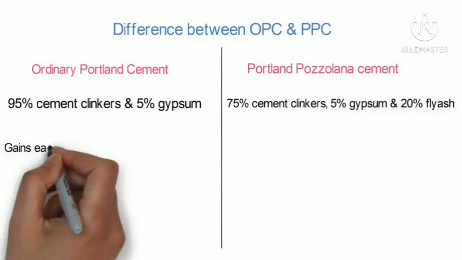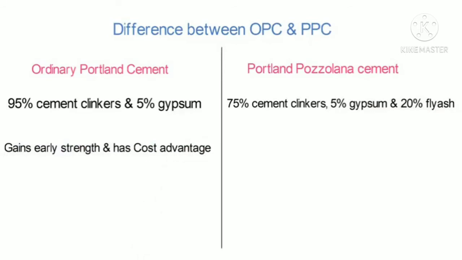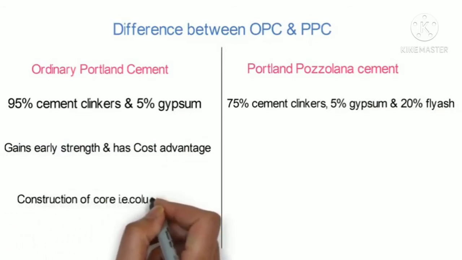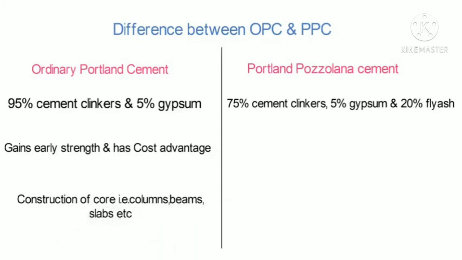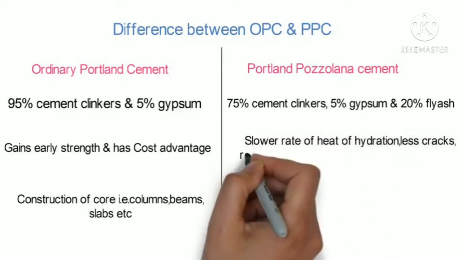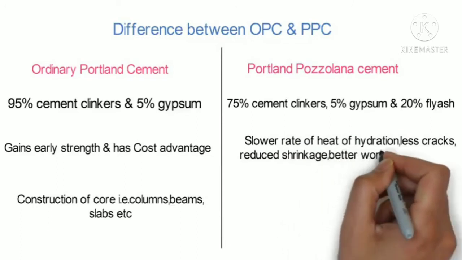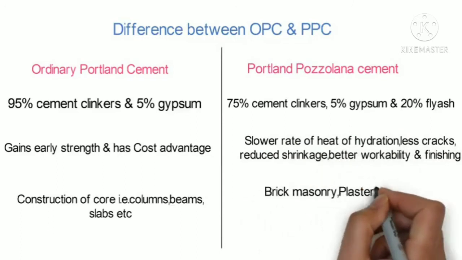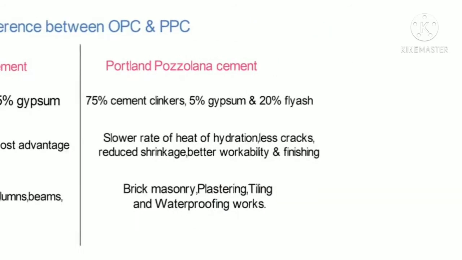OPC gains early strength, has a cost advantage, and is mostly used for construction of the core, that is columns, beams, slabs, etc. When fly ash is added to OPC, it becomes PPC. The effect of fly ash is a lower rate of heat of hydration, fewer cracks, reduced shrinkage, better workability and finishing. Recommended use of PPC is for brick masonry, plastering, tiling and waterproofing works.